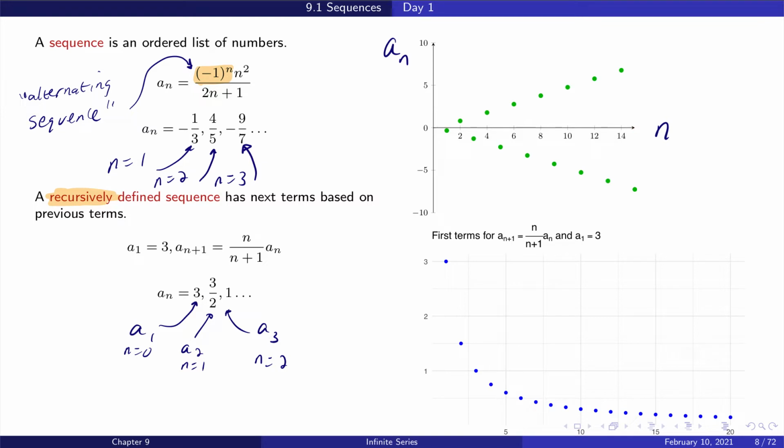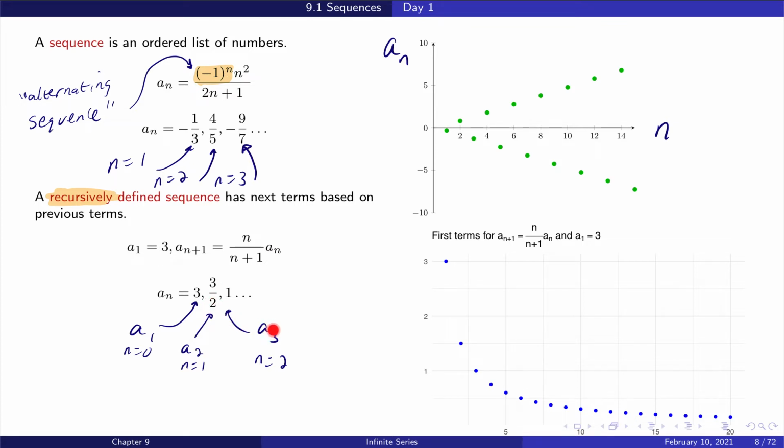Second type of sequence is a recursively defined sequence where the next term is based on previous terms. So you need to be given a starting point, sometimes one, sometimes more initial values, and then you build subsequent values off that initial value. So if a sub 1 is 3, then a sub 2 can be calculated by plugging in 1 for n. A sub 2 means n is 1, so I'm going to plug in 1 here, 1 there, and then I'm going to use a sub 1, which we were given in the previous case. So when I take 1 over 2 times the previous term, 3, I get 3 over 2.